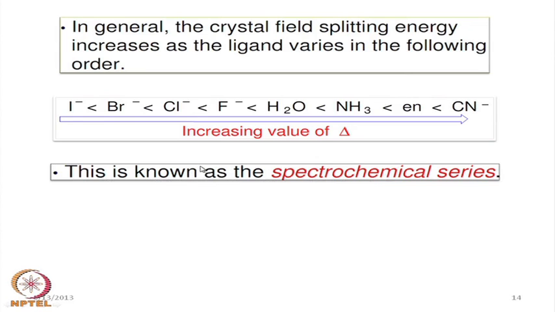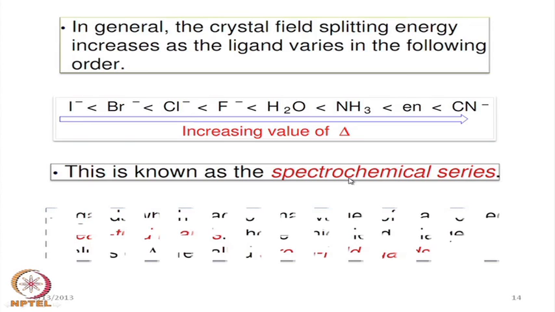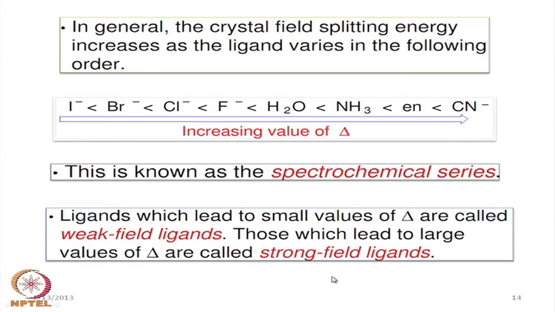This ordering of ligands in a particular sequence from weak field to strong field with increasing delta, where I minus, the iodide ion, has a smaller delta value compared to CN minus, which has the highest delta value in this series, is known as the spectrochemical series. Since it affects the optical, electronic spectra, the ligands giving a corresponding order in this sequence are considered a spectrochemical series.